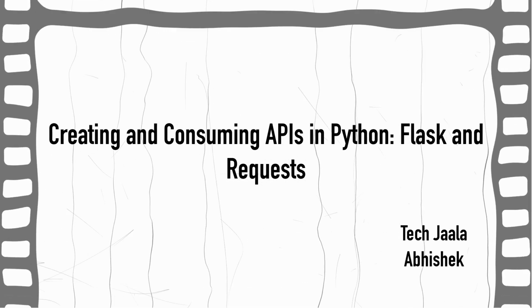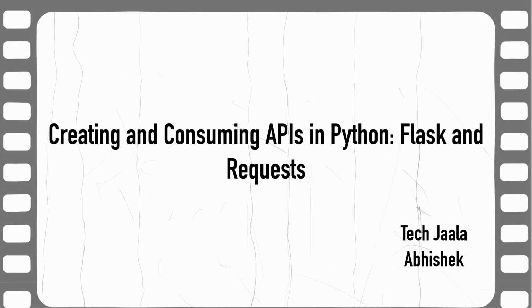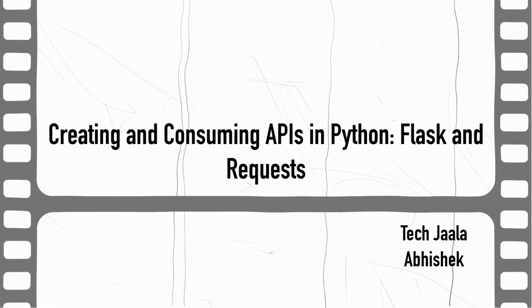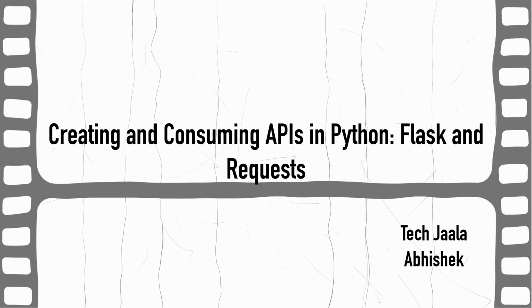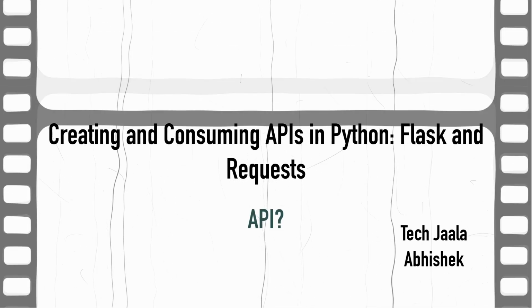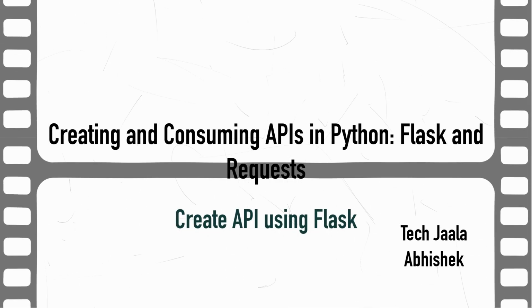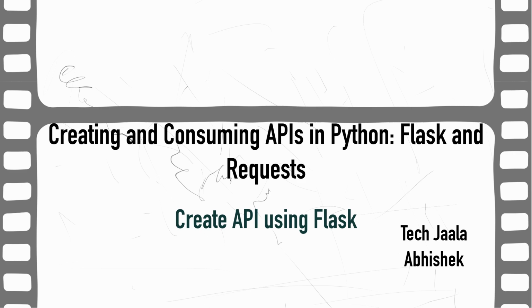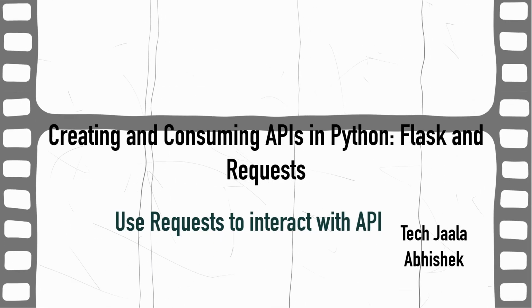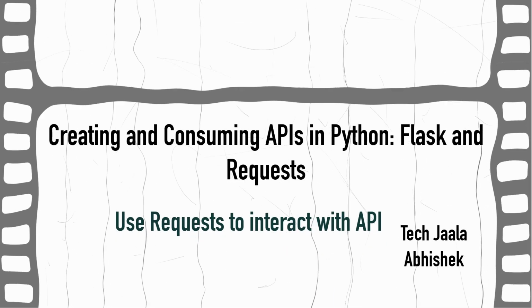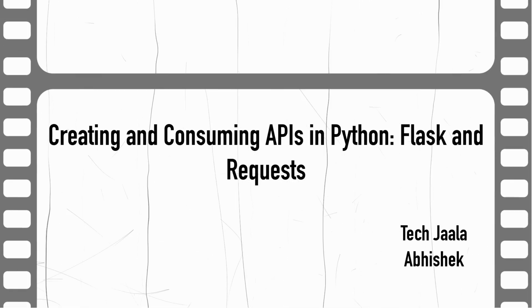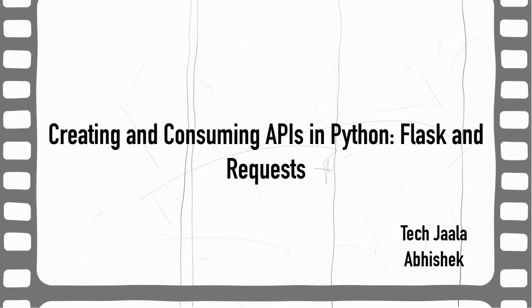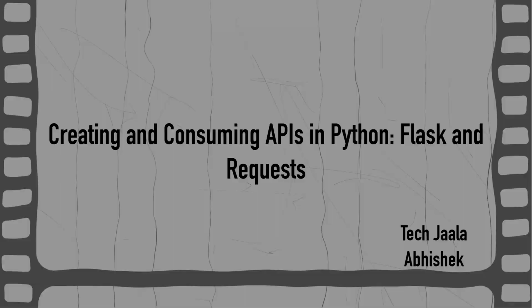My name is Abhishek, and in today's video, we'll be diving into a very exciting topic, creating and consuming APIs using Python. But first, let me give you a quick overview of what we will be covering in this video. We'll start by understanding what an API is. Then, we'll jump into creating our own API using Flask, a popular Python web framework. After that, we'll use the requests module to interact with our API. By the end of this video, you will have a solid understanding of how APIs work and how you can create and use them in your Python projects. So, without further ado, let's get started.